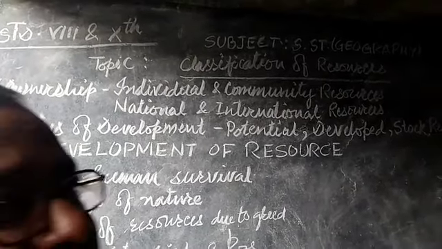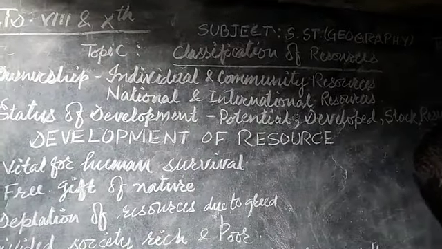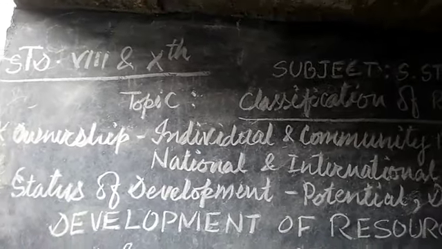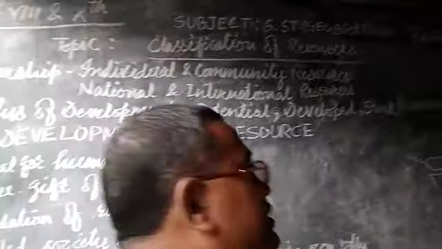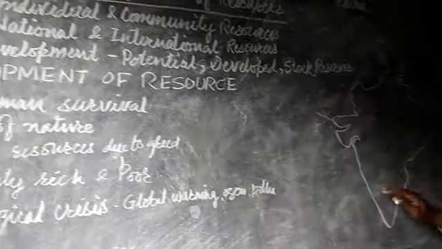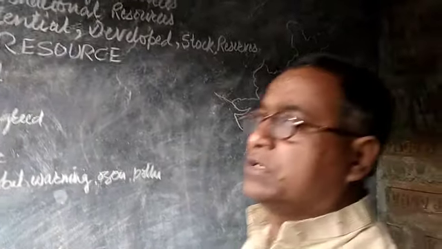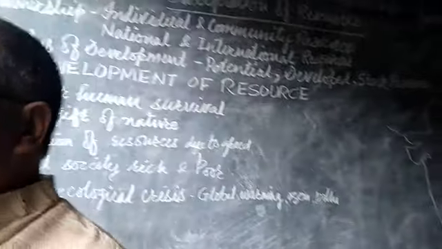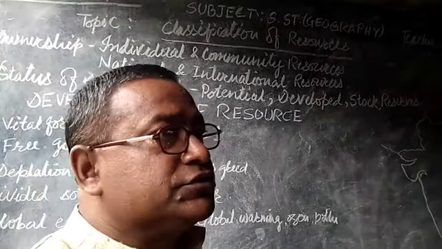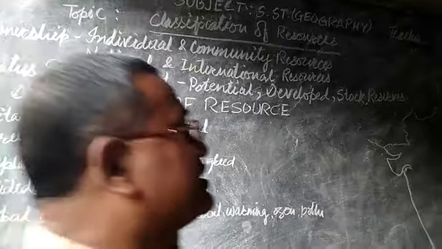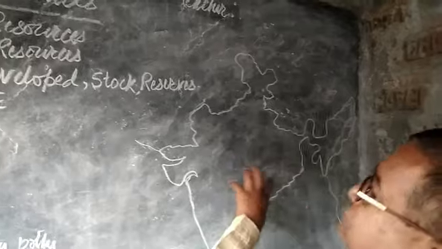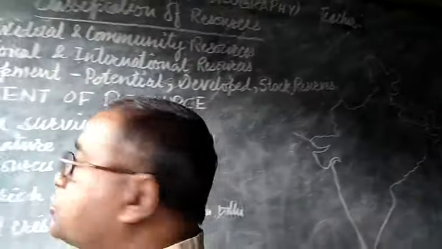National resources are those resources which are found within the boundary of the country. Suppose it is the boundary of our India; within this boundary a lot of resources are found, like rivers, fields, and minerals. All of these are found within the boundary of the nation, so these are considered national resources.